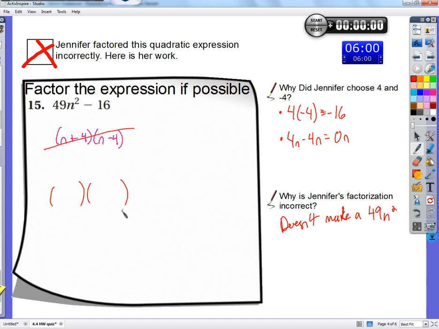What would give us everything we're looking for? It would give us this negative 16, the 0n, also the 49n squared. 7n. You have a 7n plus 4 and a 7n minus 4? Yeah. Okay.